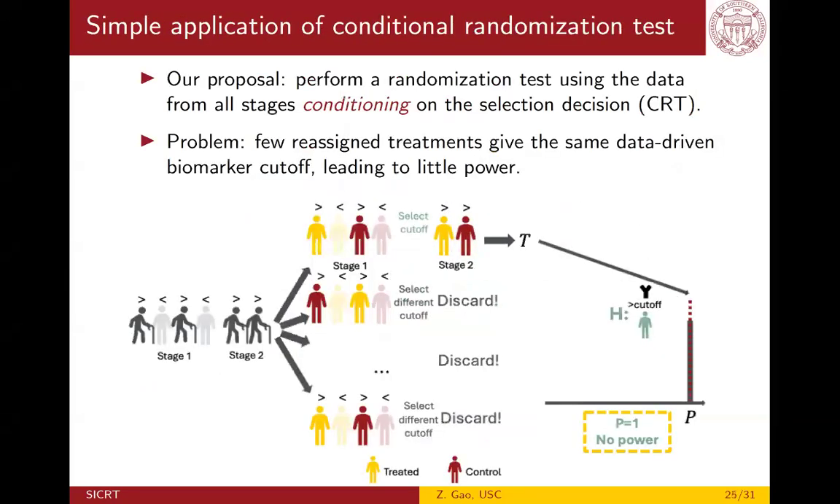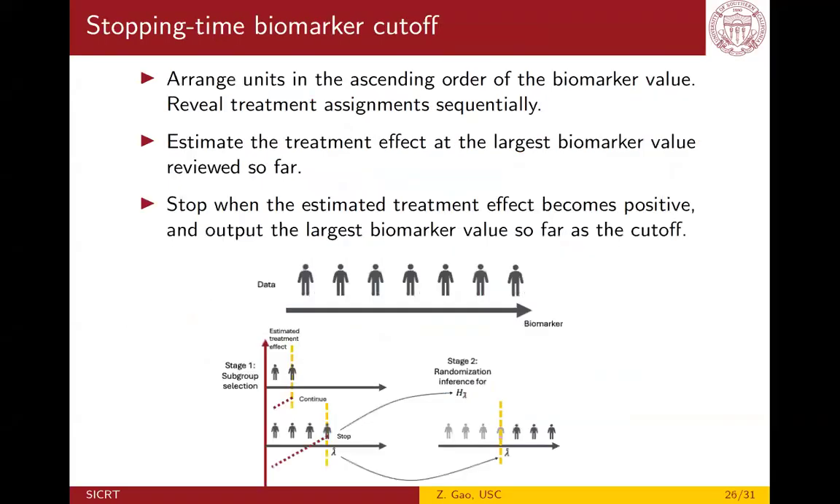Okay, so now coming back to the case where we simply apply our procedure to a continuous biomarker, it will not have any power. It will be valid, but the p-value is always equal to 1. So next is how are we going to address the problem of no power? Our solution is doing something in the selection procedure, or selection step.